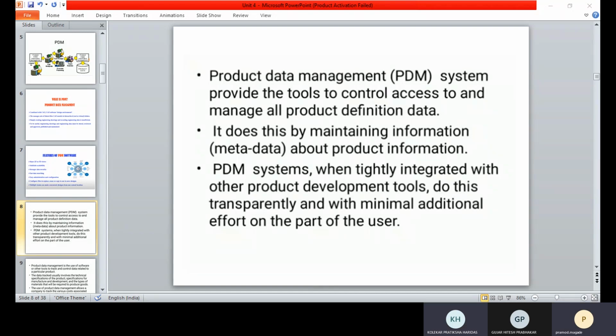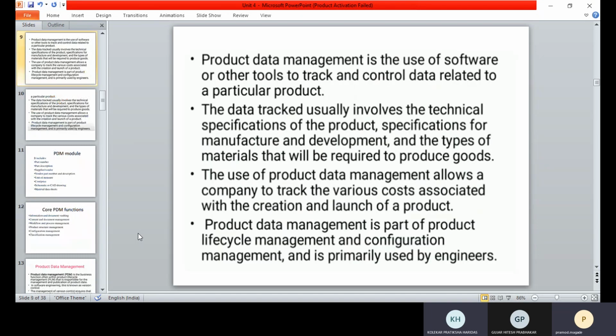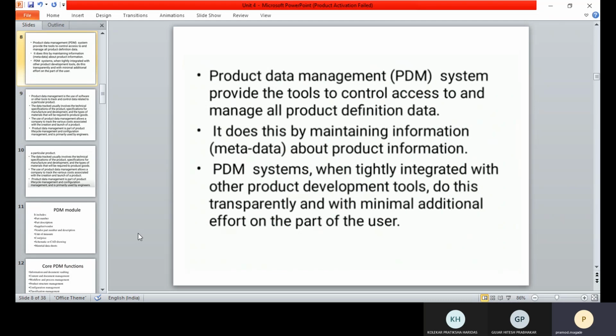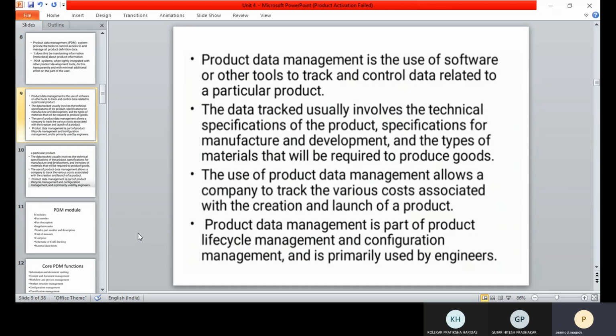Yes, sir. Okay. The next point is related to PDM. You can write side by side after understanding. I'll read the first point. Product data management is the use of software or other tools to track and control the data related to the particular product. Now, in the previous slide, we have seen the access and control of the product manually. So right now there are tools in the industry that can control the access of the product by using software. So just write down the first point.